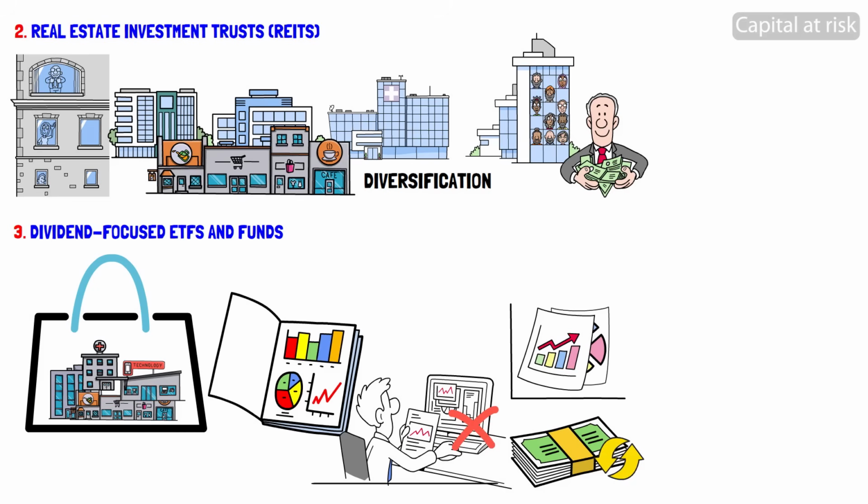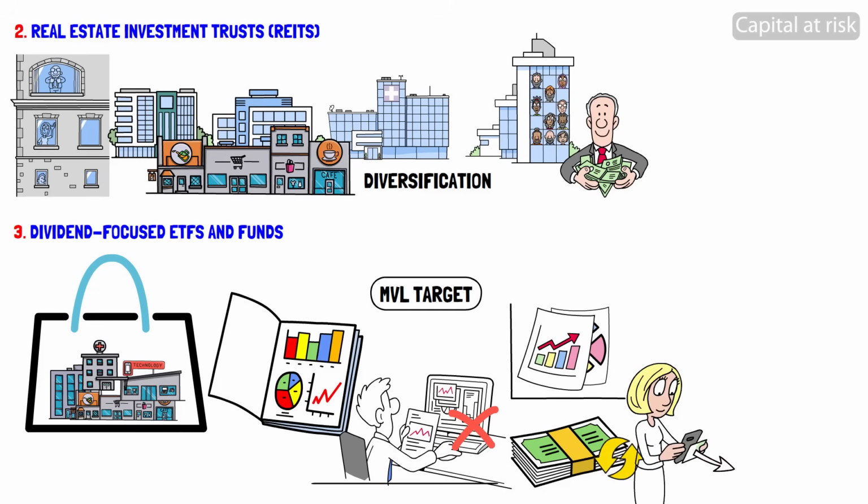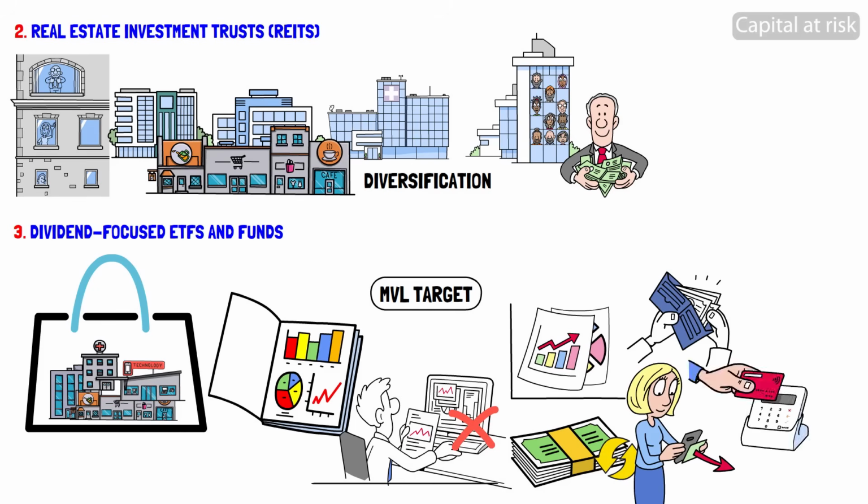But once you reach your MVL target, those dividend payments can shift from reinvestment to real-world spending, paying your rent, your bills, and your essentials. But how do you know when you've reached it? First, you need to determine your target yield and portfolio size.